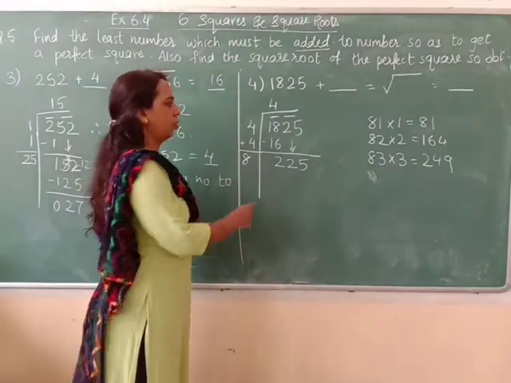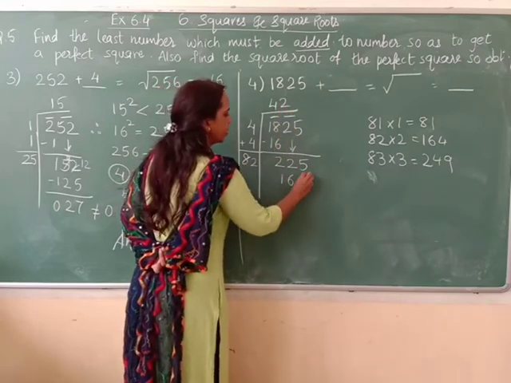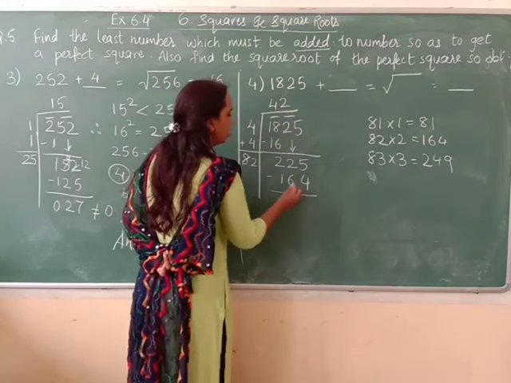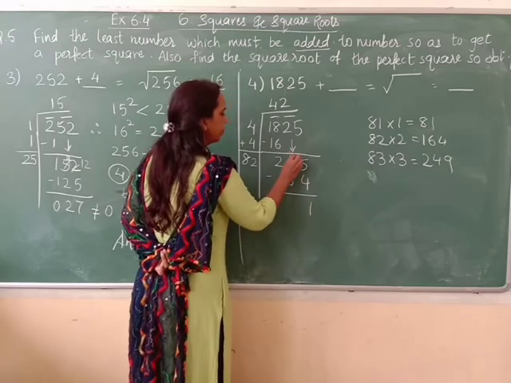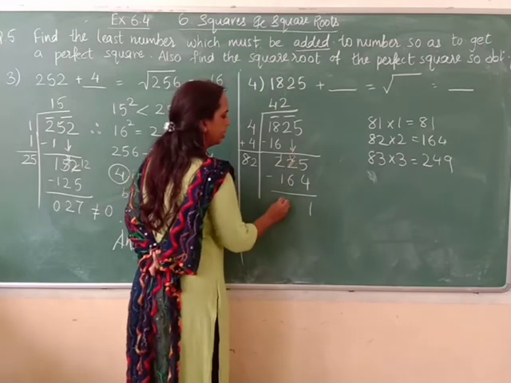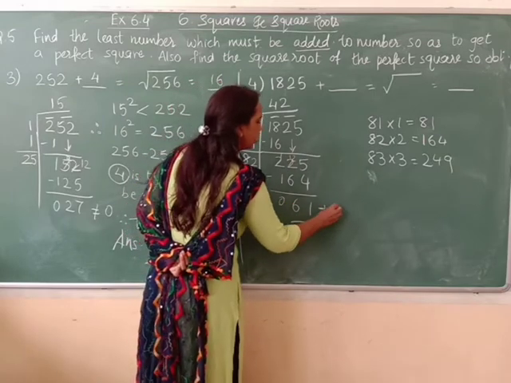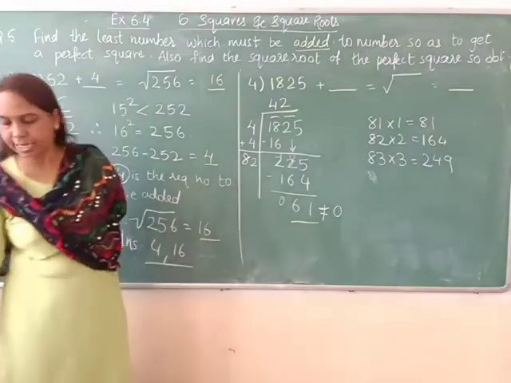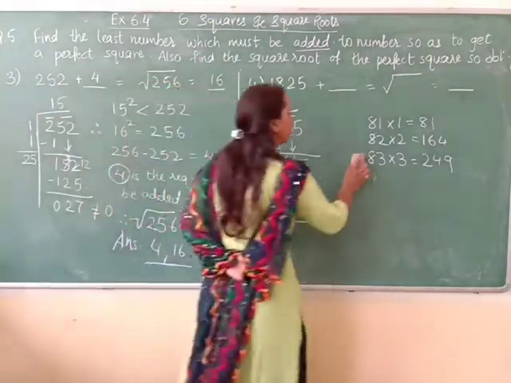So here we can see that 225 lies between 82 and 83. So we will go with 82 into 2, which is 164. Now subtract the number. What do we have here? 61, which is not equal to 0. So our next step is to take the next number after 42.